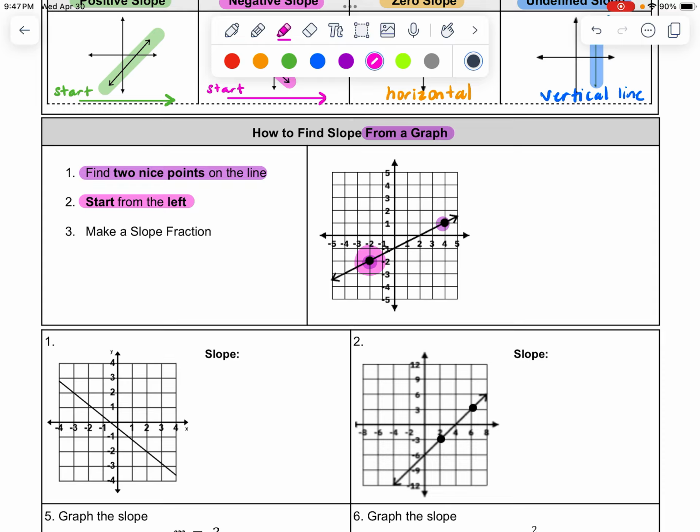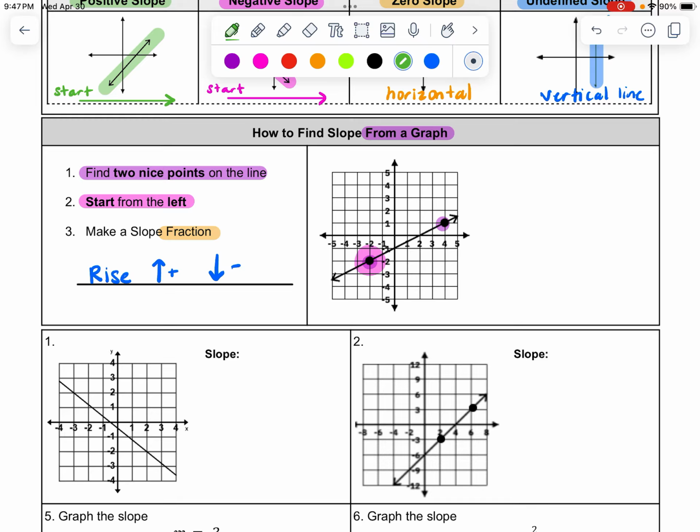And then we're going to make a slope fraction. Now this is going to be really important. Slope is always a fraction. Here's how we make our fraction. Now, a fraction has 2 numbers, a top number and a bottom number. The top number of your slope is what we call the rise. It tells us whether we need to go up, so we have a positive number, or down, so we have a negative number when we're walking from one of these points to the other point.